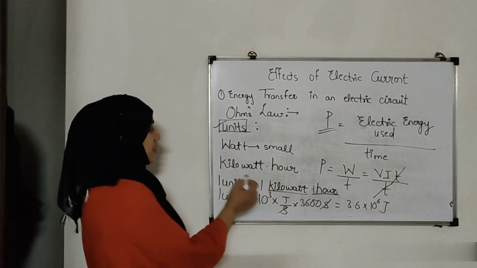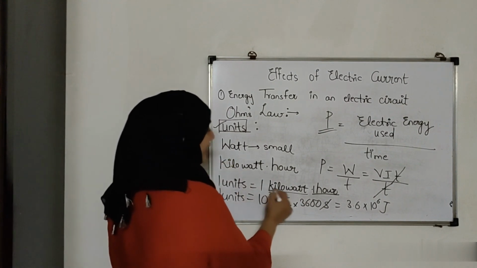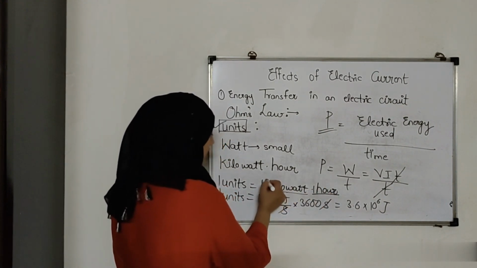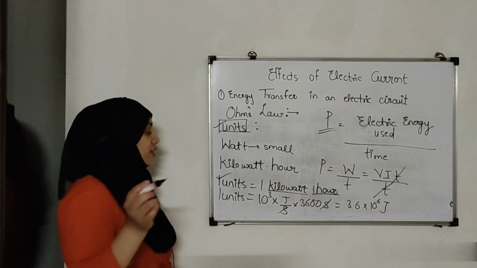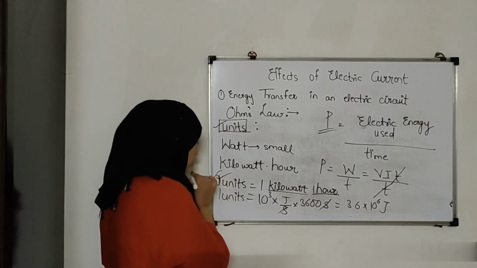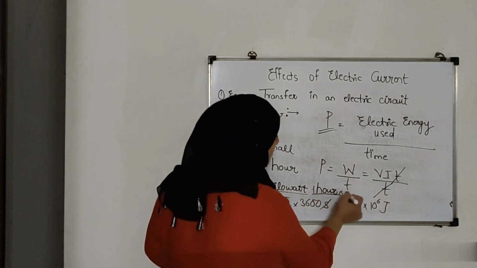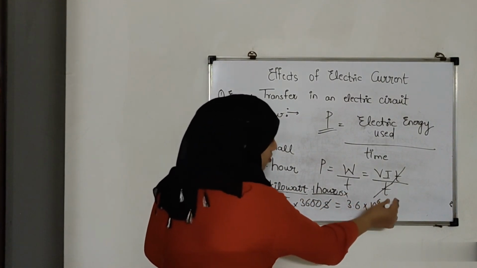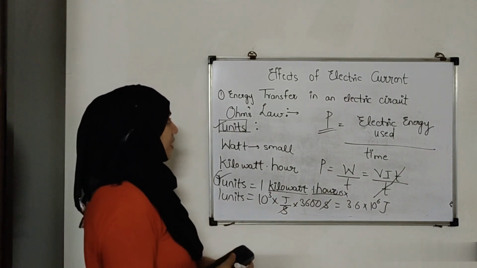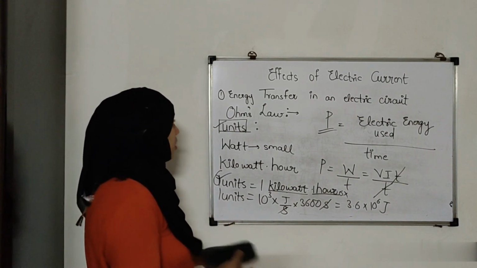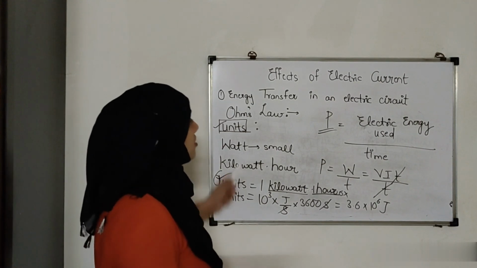So in our electricity bill, they calculate in 1 kilowatt into hour. Like that their units go on increasing. Suppose we have used 6 units. That means 6 multiplied by 3.6 into 10 raised to 6 joules of energy we have utilized. So this was the energy transfer in an electrical circuit.